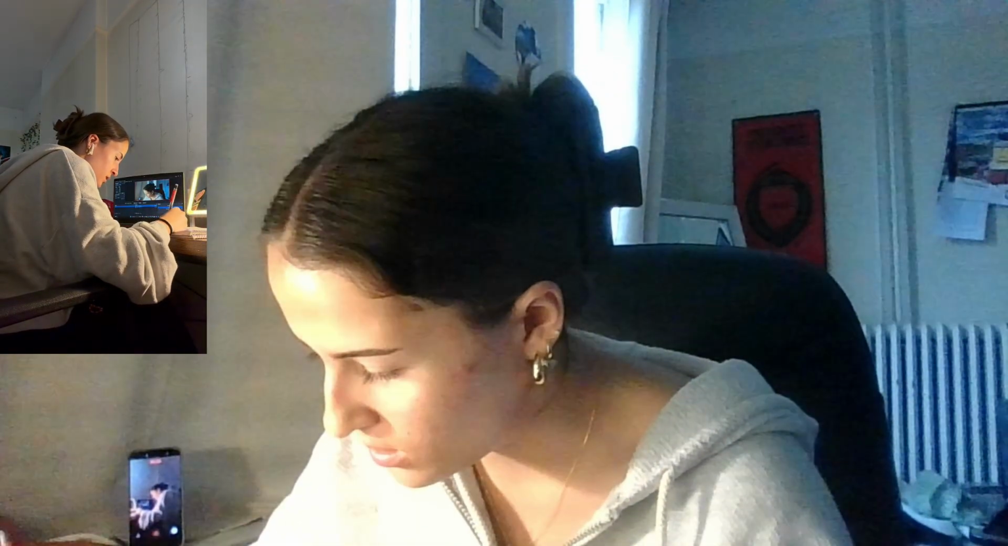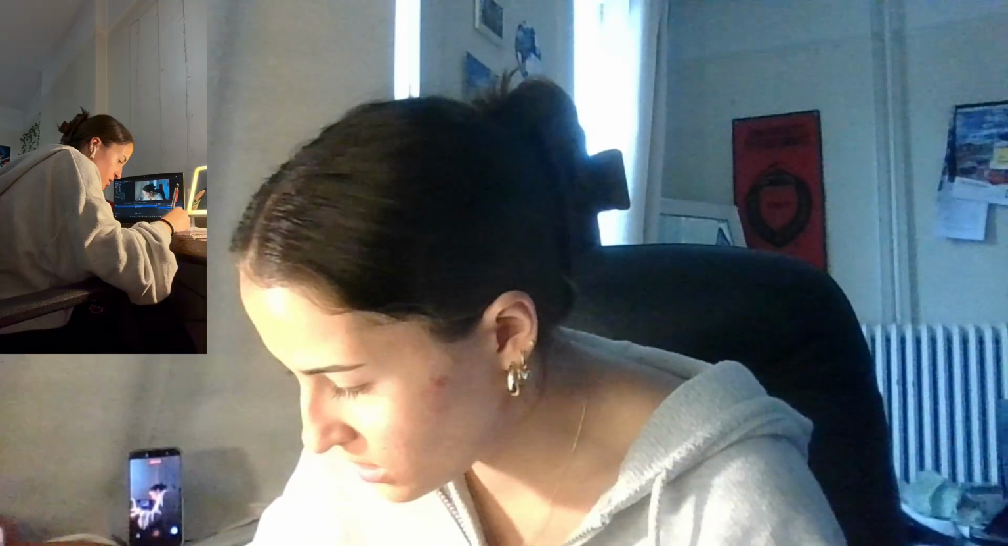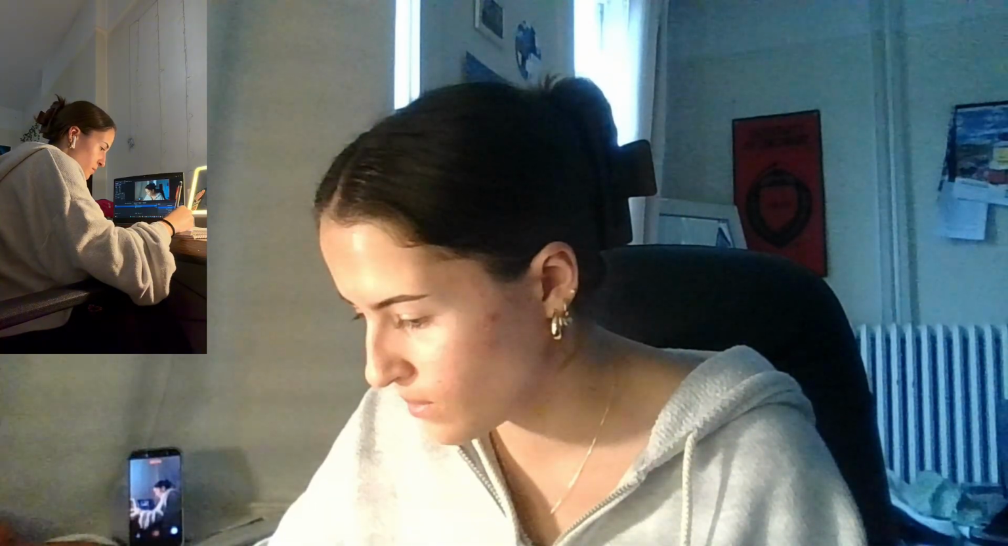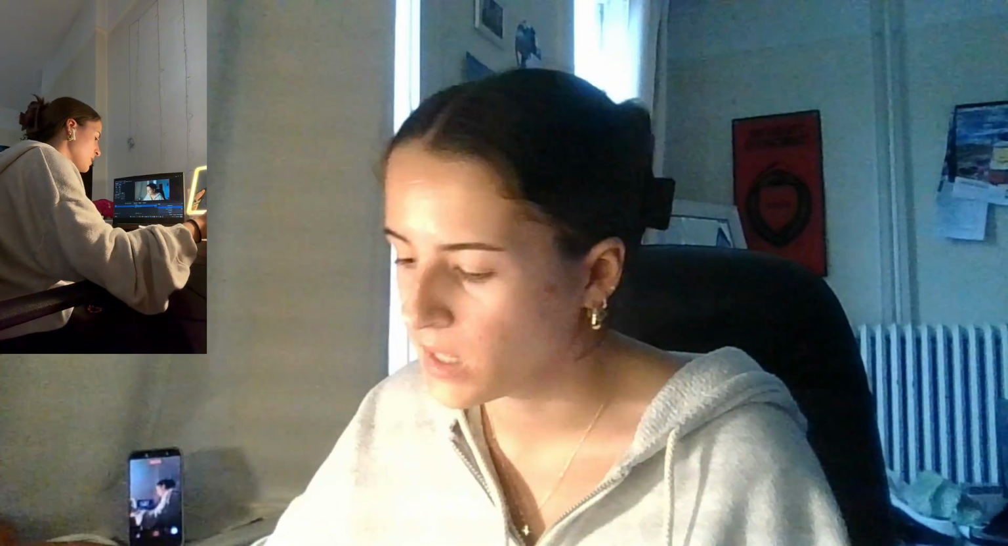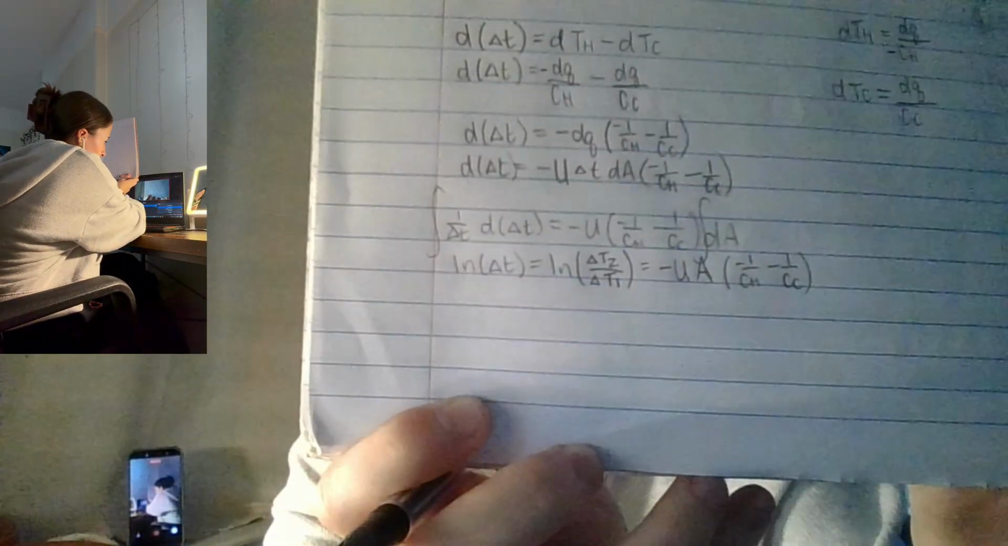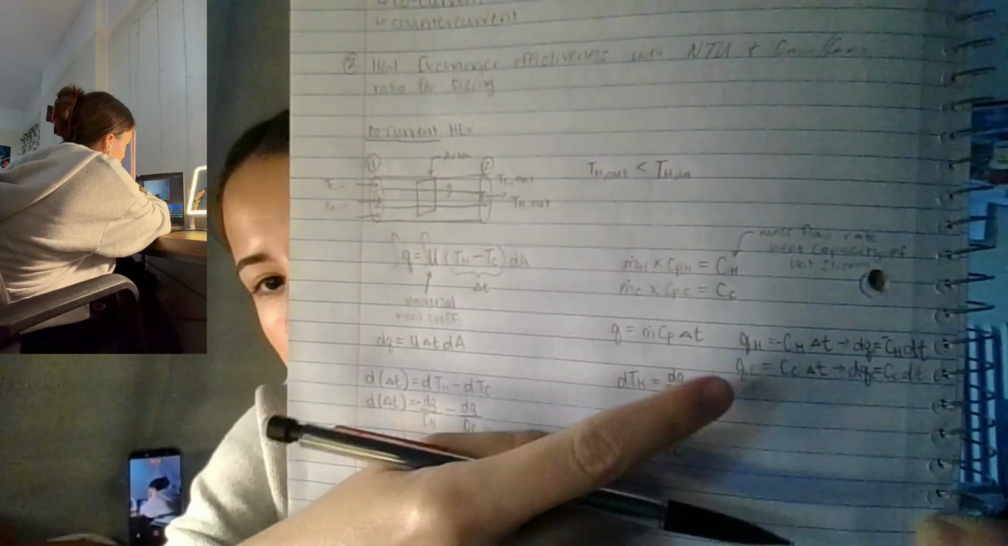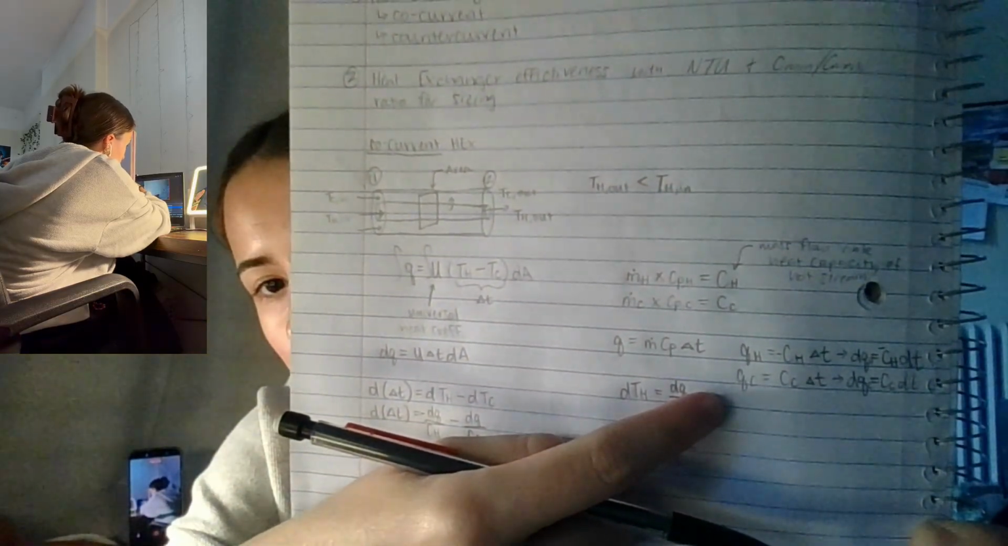And then this will equal negative U times A, because the integral of dA is going to be equal to whatever variable that is, so there will be an A there now, times negative 1 over CH minus 1 over CC. Alright, so now we have developed this relationship here, and now we're going to go back and look at these equations that we had derived before, and change them into terms of CH and CC.